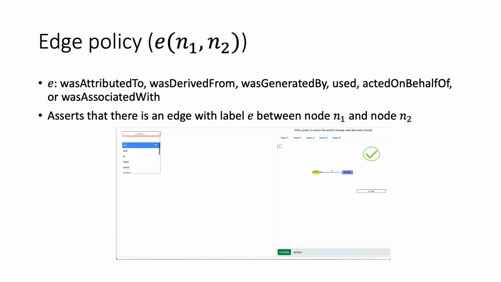The edge policy asserts that there is an edge with label E between node N1 and node N2, where E can be any one of 6 provenance relations, which includes was attributed to, was derived from, was generated by, used, acted on behalf of, and was associated with. This policy can be specified by selecting any one of the edge relations. After the selection is made, two boxes will appear for node N1 and node N2.